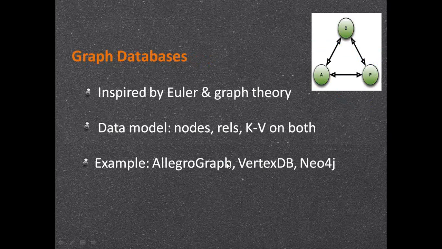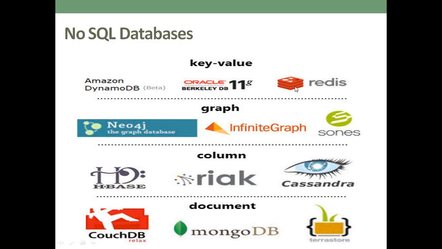Coming to graph databases, the graph databases will have different nodes, relations, and properties. We will have different kinds of things in the graph databases. Example databases are Vertex DB and Neo4j. Neo4j is the popular database. These are some of the databases.